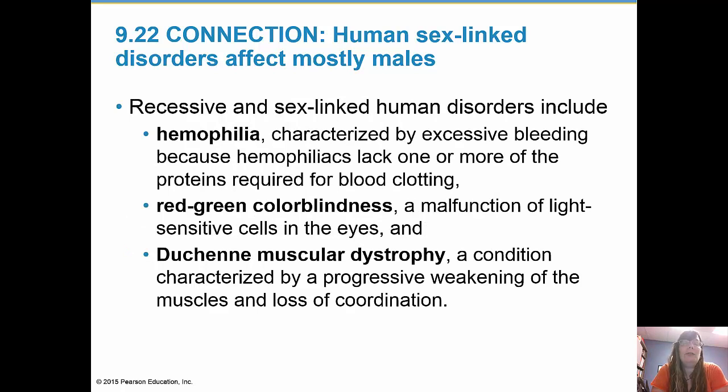Hemophilia, red-green color blindness, and Duchenne muscular dystrophy are examples of recessive X-linked disorders. Hemophiliacs do not have all the clotting proteins that are necessary to clot their blood, so they will bleed excessively. With red-green color blindness, people do not have the proper cones in the eyes, so they'll have trouble telling differences between colors. And Duchenne muscular dystrophy causes a progressive weakening of your muscles and loss of coordination. So again, with recessive disorders, males are impacted more than females because males only have 1 X chromosome, and females have 2. As long as they have that 1 good X, they're fine.